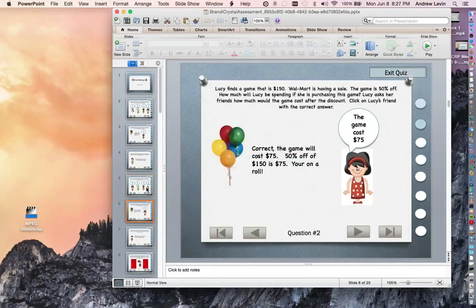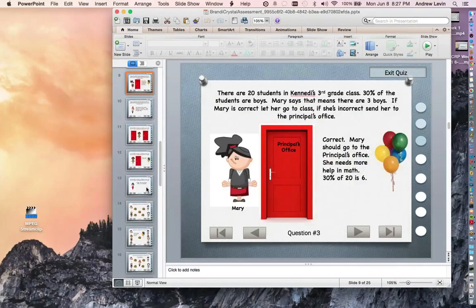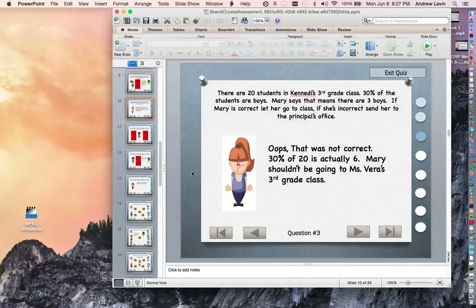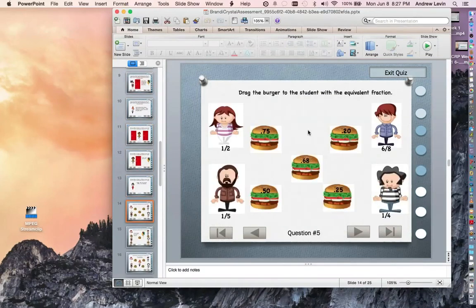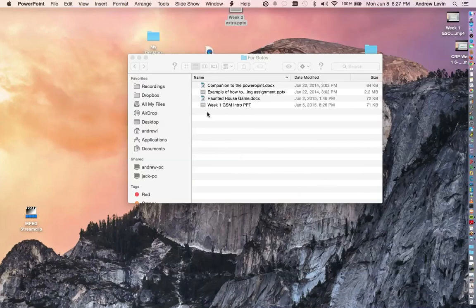Okay, so here's the whole thing. I'm just going to go through it. See, there's some motion. Mary walks to the principal's office. Same thing here. Someone walks into a room. Here, drag the burger to the student. So see, you're putting it in the student's mouth. It's kind of cute. Things like that. So once again, it's not really a game. It just has motion. I'll show you some others.